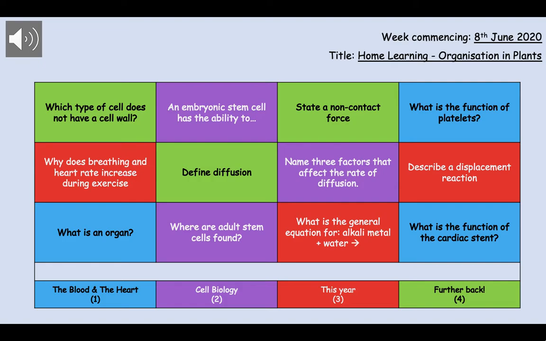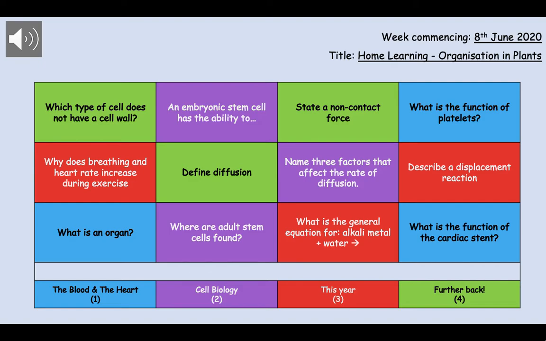So same format as last week. We're going to start off with a challenge grid. The first slide has got the questions. The second slide has got a blank challenge grid for you to put the answers. You can either do that on the PowerPoint or you can write them down.